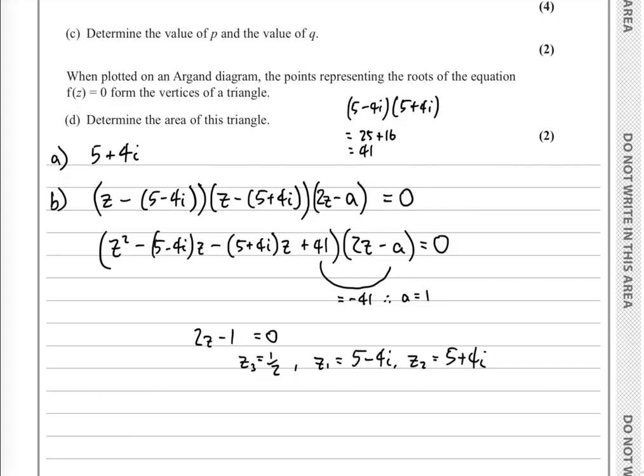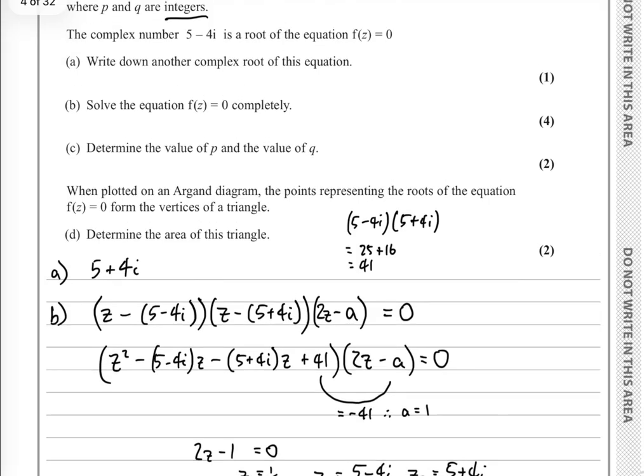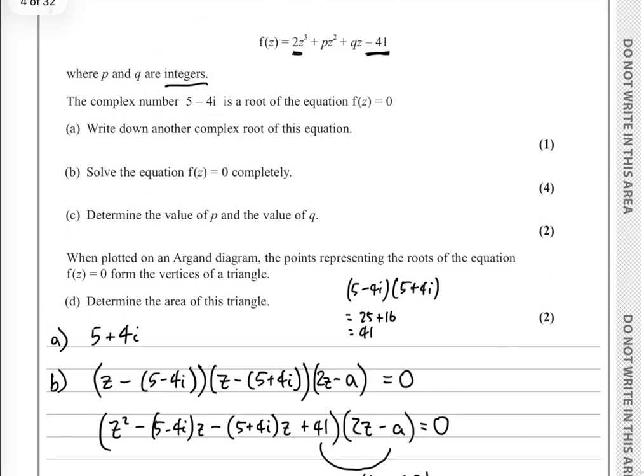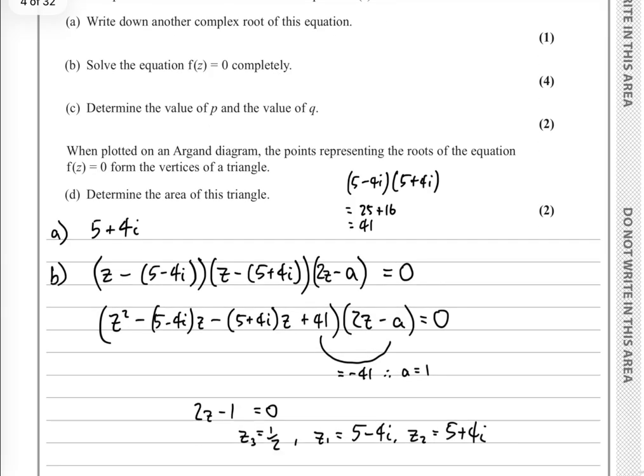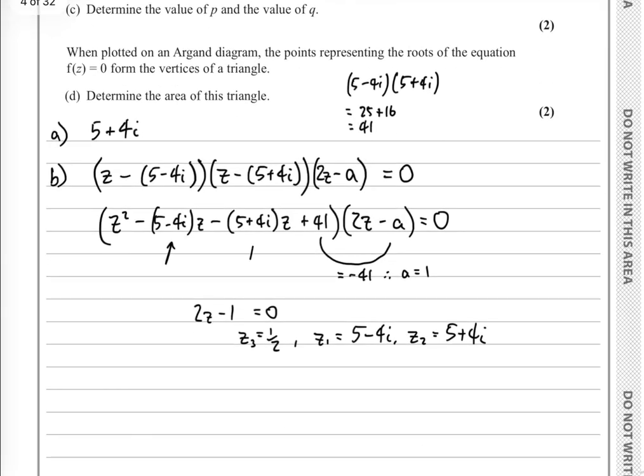Part C, determine the value of p and the value of q. What's p? Oh, p and q here, p z squared and q z. Now I will have to deal with these brackets here and here to figure out what those are.